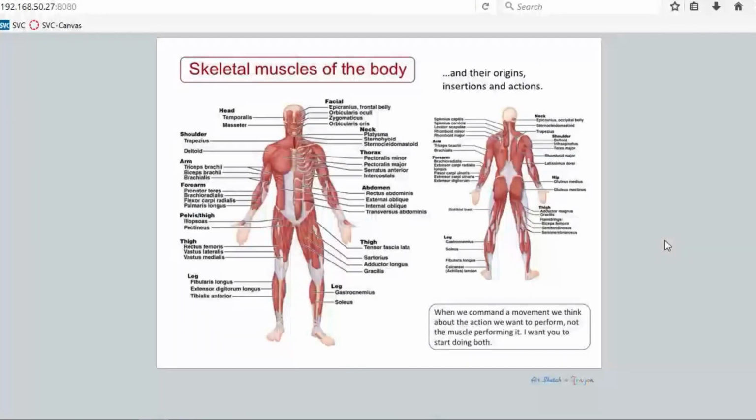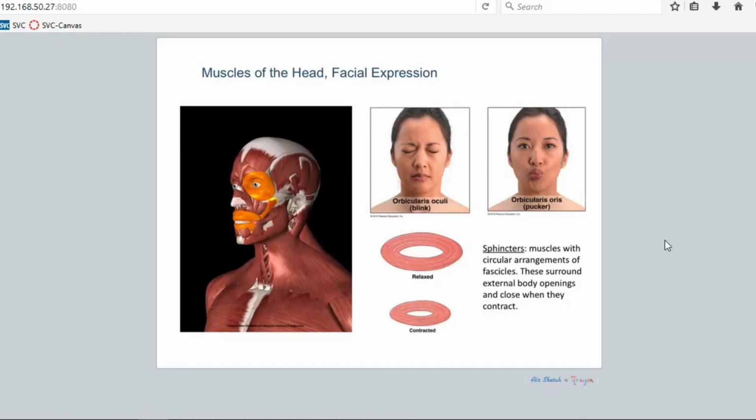Okay, so today I want to talk about the skeletal muscles of the body, along with their origins, their insertions, and their actions. And let's start up here with the muscles of the head. In particular, these are some muscles that are involved in facial expression. The names of the skeletal muscles can be difficult, but the names do tell you a lot about what's going on.